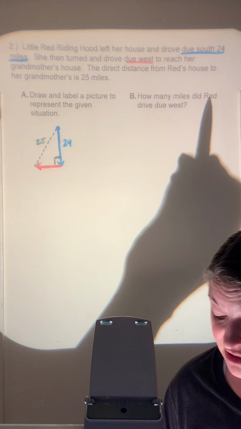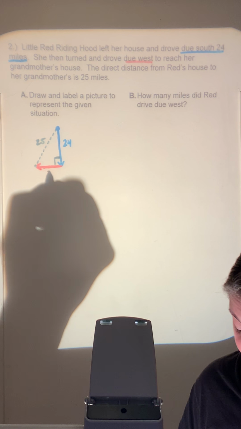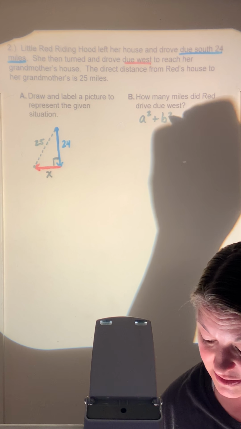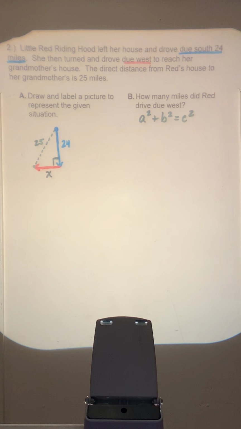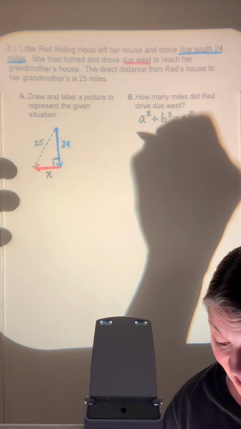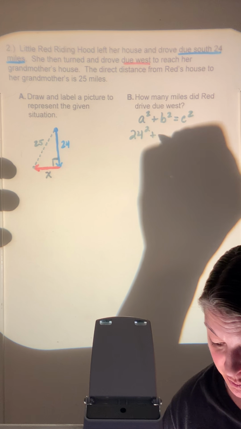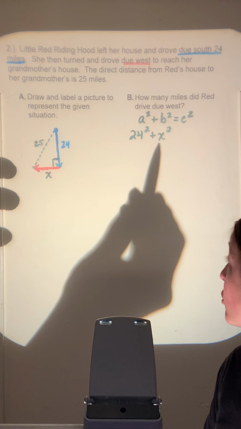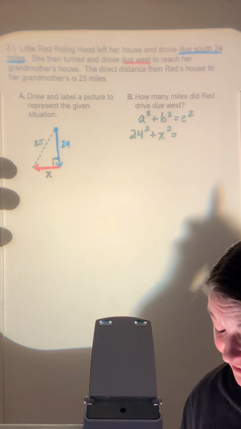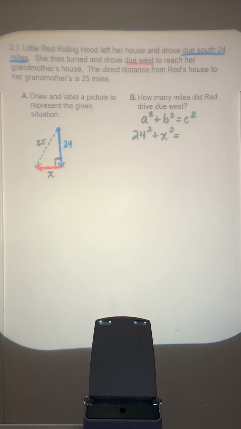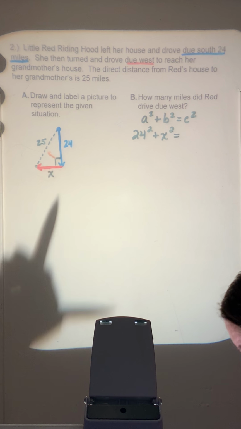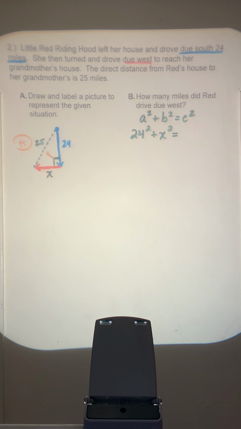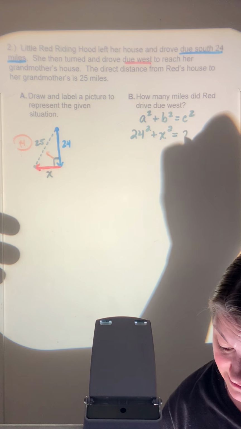So how many miles did Red drive due west? That's this part right here. Let's go ahead and plug it in. So we've got a squared plus b squared equals c squared. Let's say a is our 24. B can be our x. Doesn't really make a difference which one goes where, just so long as the 24 and the x are on the left. The c, of course, is the hypotenuse. We know the hypotenuse is always the side that the 90 degree angle is pointing to. So therefore, we know this is the hypotenuse, so that'll go on the right side.